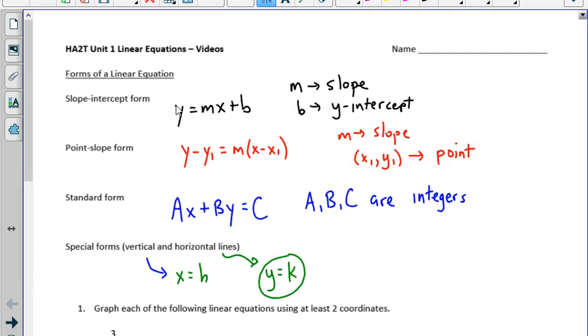However, a vertical line, x equals some number, can never be part of slope-intercept or point-slope form, because the slope of a vertical line is undefined. And so this form, x equals some number, x = h, can only be related to standard form.